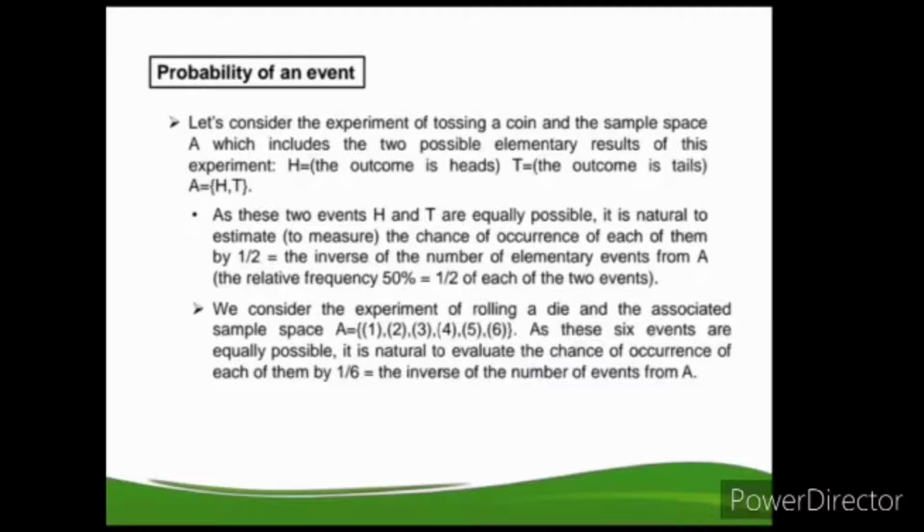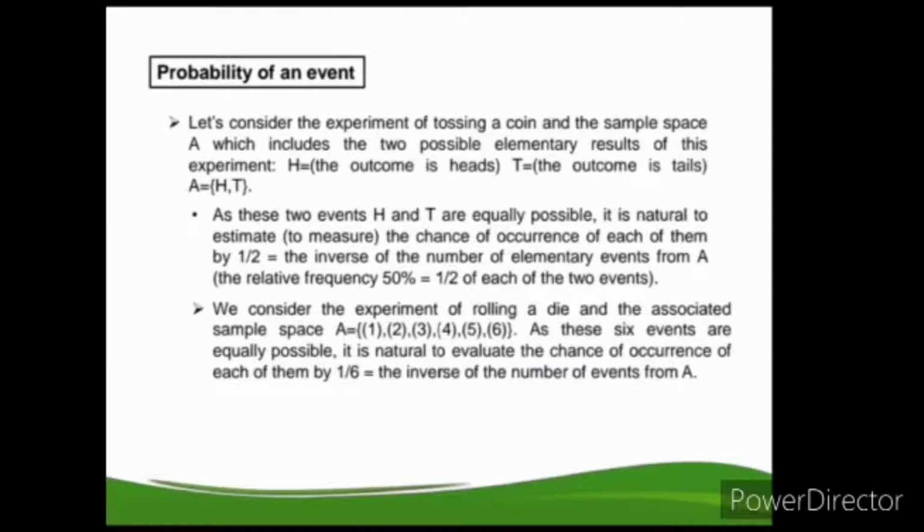As these two events H and T are equally possible, it is natural to estimate or to measure the chance of occurrence of each of them by 1 over 2, which is equal to the inverse of the number of elementary events from A, which is the relative frequency 50%, that is, 1 over 2 for each of the two events.